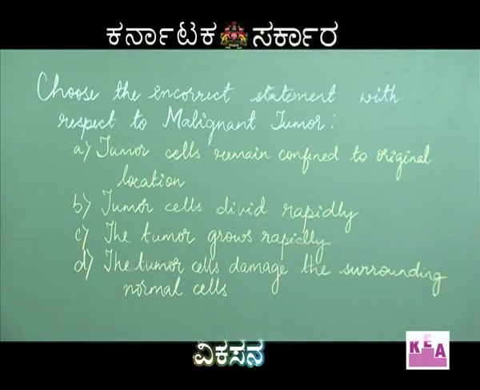Here this question says, choose the incorrect statement with respect to malignant tumor. The statements are like this. The statement A, tumor cells remain confined to original location. Statement B, tumor cells divide rapidly. Statement C, the tumor grows rapidly. And statement D, the tumor cells damage the surrounding normal cells.